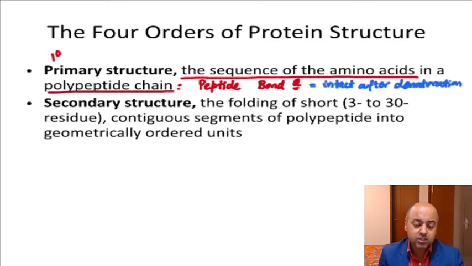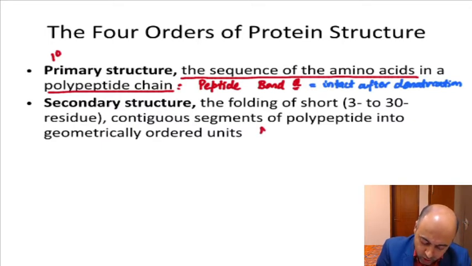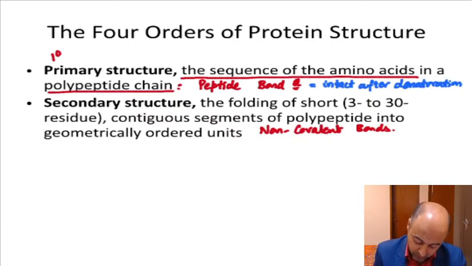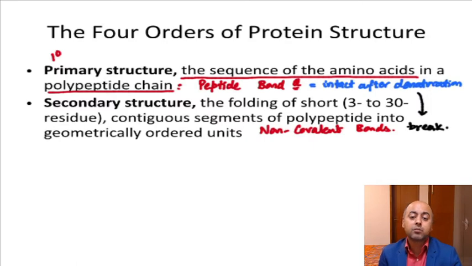Then we have the secondary structure, which is having the contiguous amino acids. They form the superstructure. So here we get the non-covalent bonds. The non-covalent bonds will form the secondary structure. That is why when you do the denaturation, they will break. After denaturation, the non-covalent bonds will break. Please keep in mind, the non-covalent bonds will break.